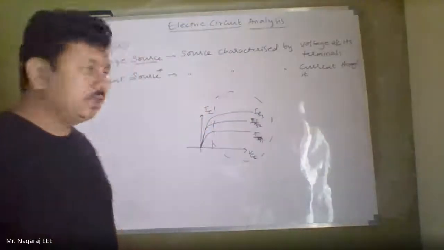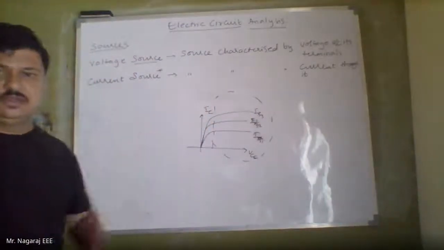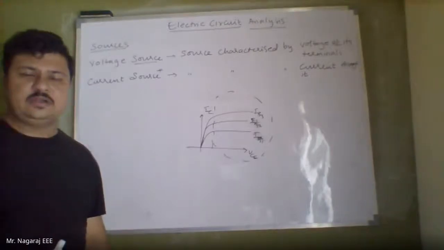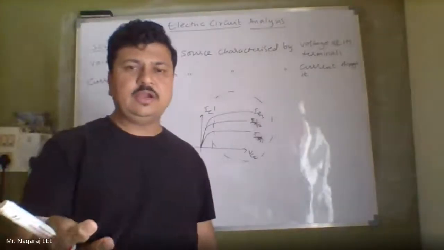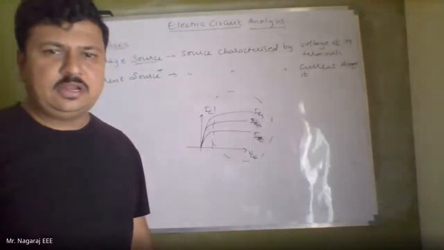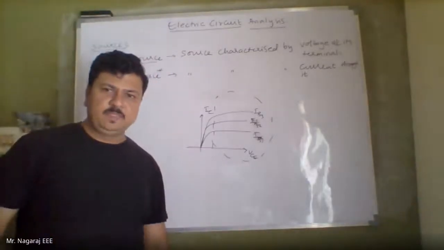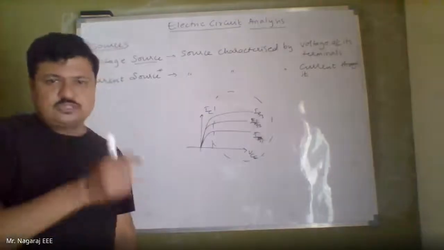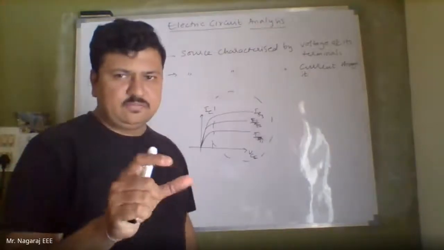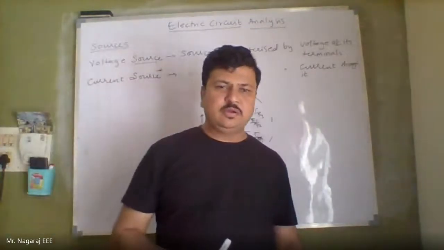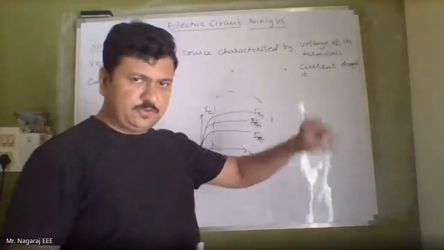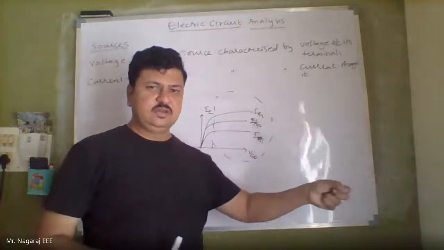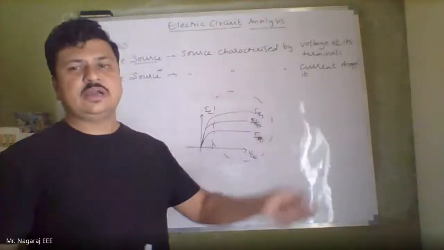Practically, I am talking, practical current sources are difficult to obtain. If you remember our regulated power supplies in our electronics laboratory, there is a changeover switch in the front panel of that regulated power supply. You can choose for volts and you can choose for amps. If you choose for volts, it will give out the voltage. If you choose for amps, it will give out the current.